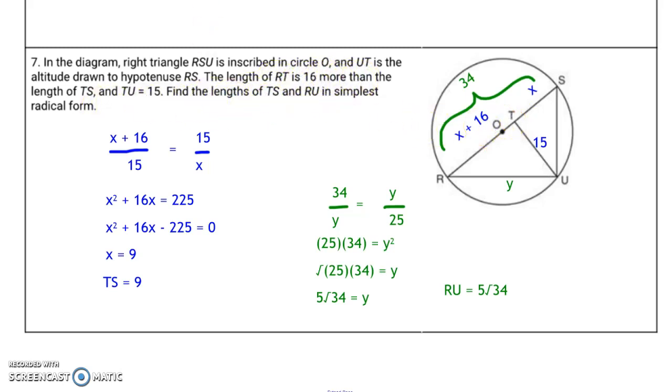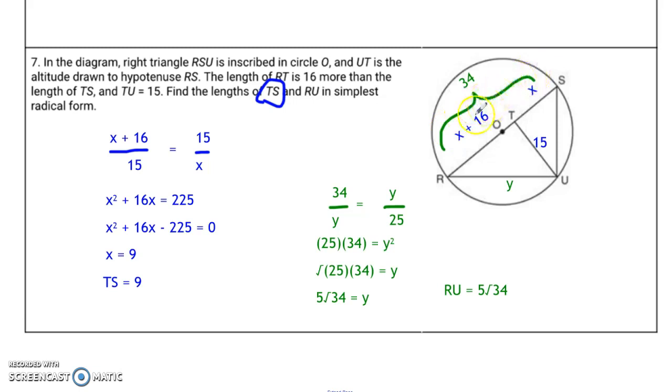So the first thing we're going to do is find the length of TS, which is cross multiplication. Notice I went right from here to here because this was the same exact quadratic as before. Be prepared for a quadratic. I know that x is equal to 9, so that TS is equal to 9. Following that up, if this is 9, that means that this is 9 plus 16, which is 25. 9 and 25 is 34.